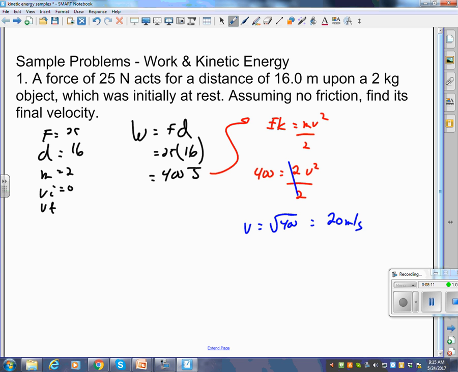Right? The work is done, converted to kinetic energy, and then you take that kinetic energy and you find the speed.